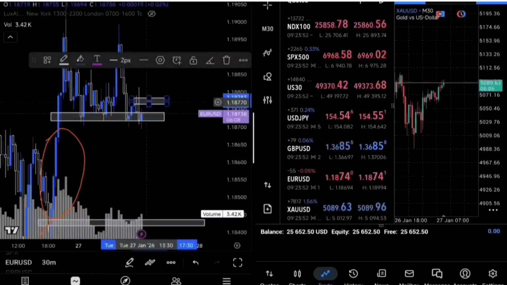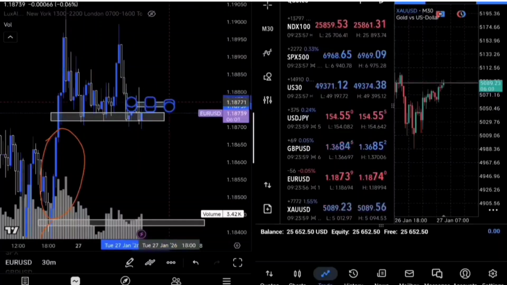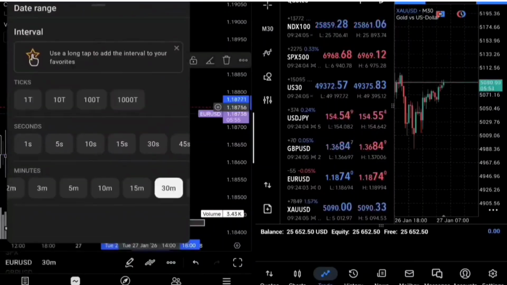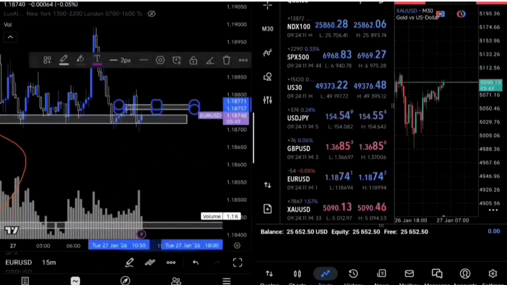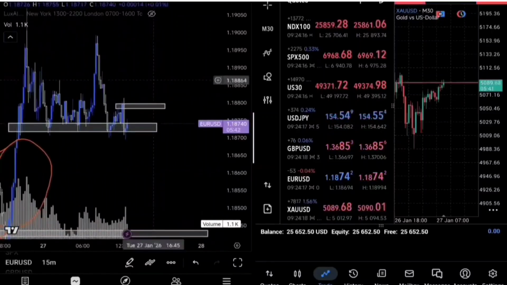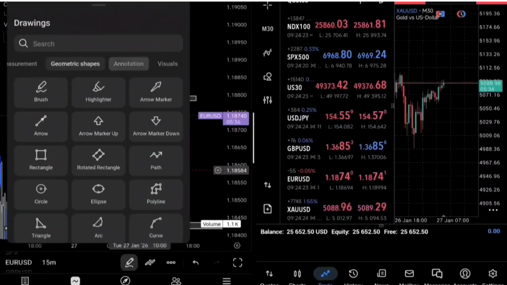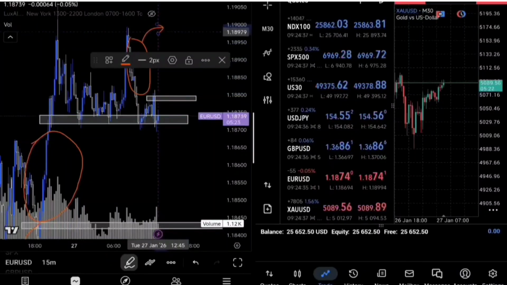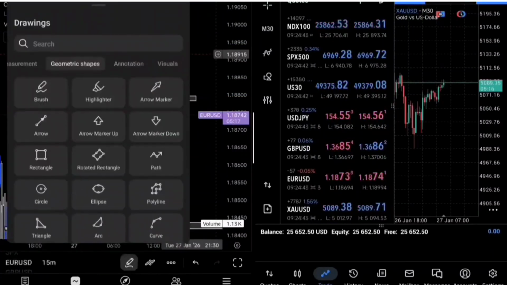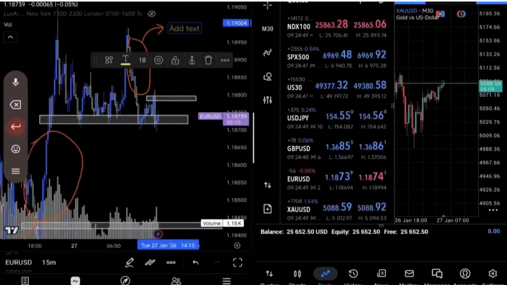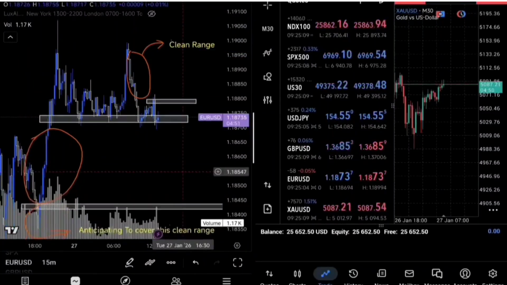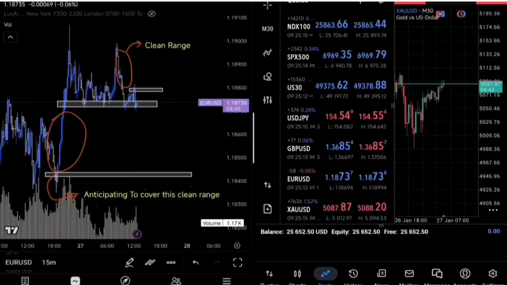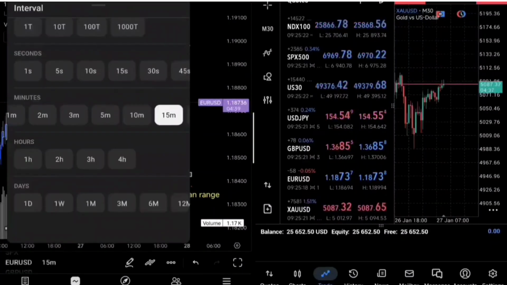I was prioritizing Euro USD heavily today because there was a setup according to my strategy building up in Euro USD, and if we have some momentum on the buy side, we also have a plan for that too. As you can see, I marked a small resistance, and if we get a clean candle closing above this small resistance, we can anticipate price to cover the clean range on the left hand side, which I marked now.